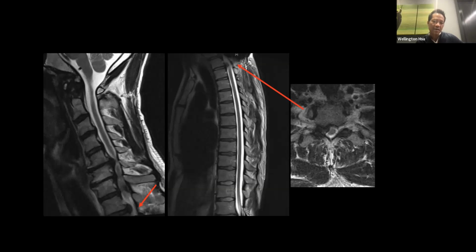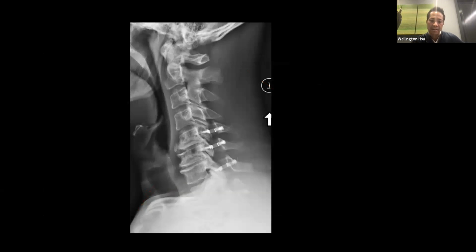But I think that fusing a lead singer of a rock band likely will affect this individual's ability to perform on stage. So we actually ended up doing a laminoplasty, and you're not going to find a lot of people who do a laminoplasty in the thoracic region. But having done it, I don't think it's as big of a deal as one would think.